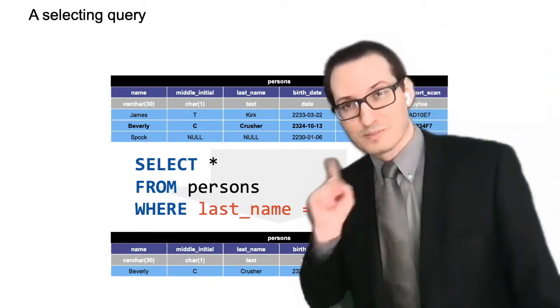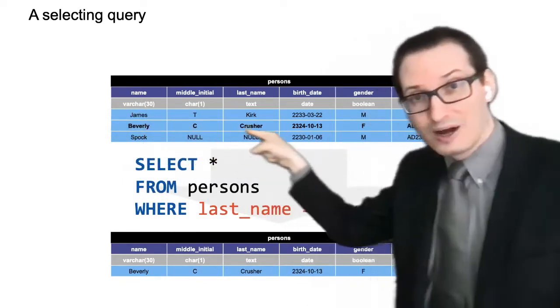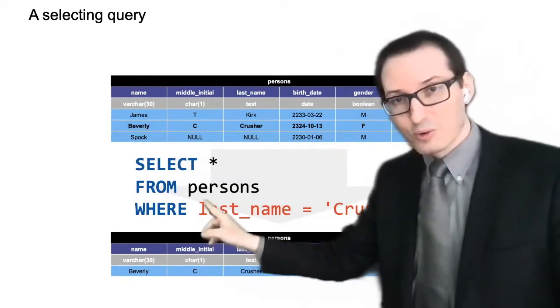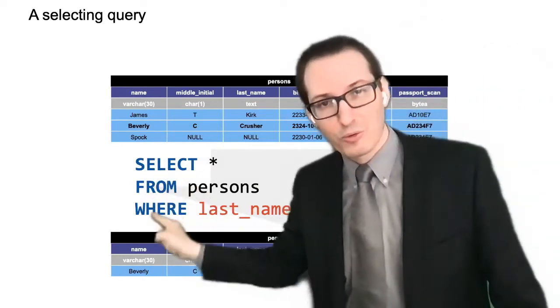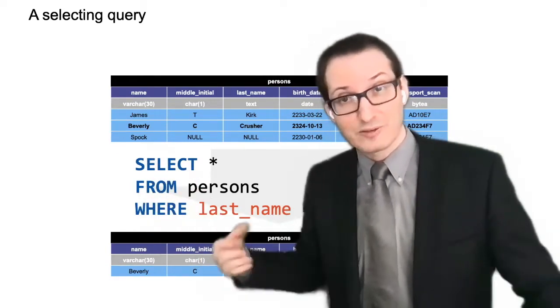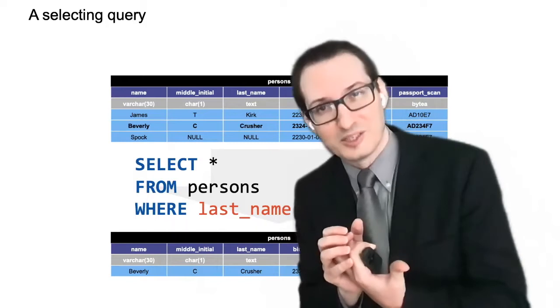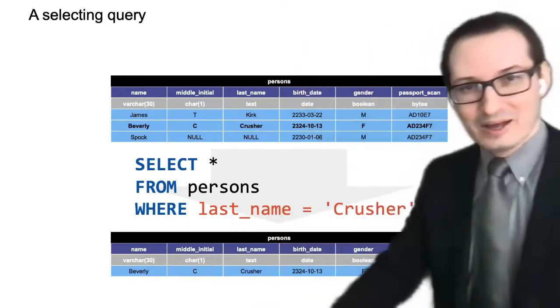All right, so first, a selecting query. That's to select records. Imagine I just want to have this row right there. Basically, I want everybody whose last name is Crusher. Select from where, you must know by heart, select from where in this order. Select from where is really the core of SQL. Almost anything has a select from where in a SQL query.